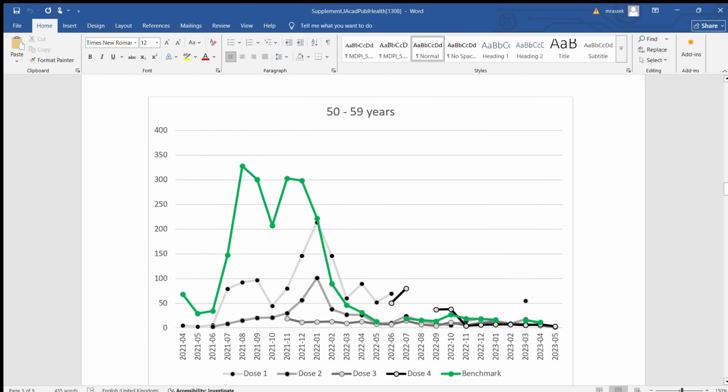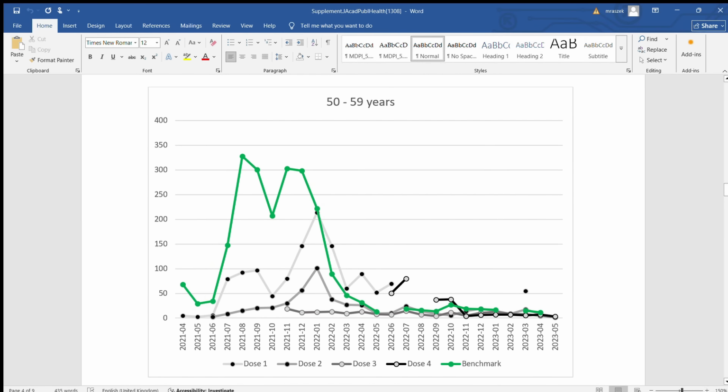For COVID deaths, same story as for the 40-year-olds. Those who had any vaccine were protected from COVID death, but only till Omicron. And once Omicron came around, it was basically the same. Then let's move on to the 60-year-olds.